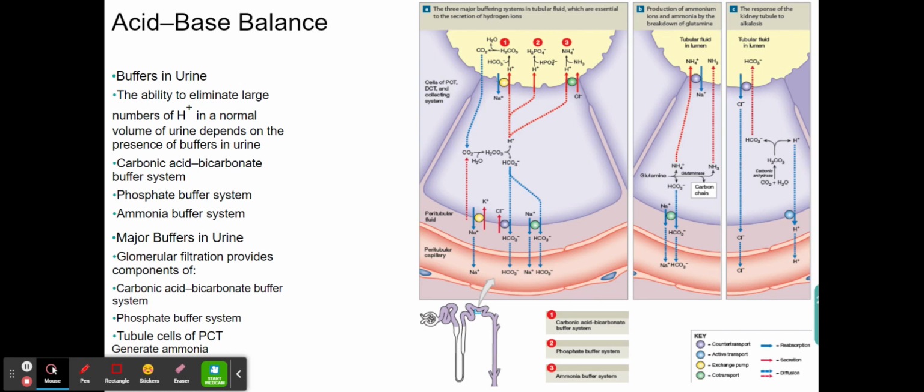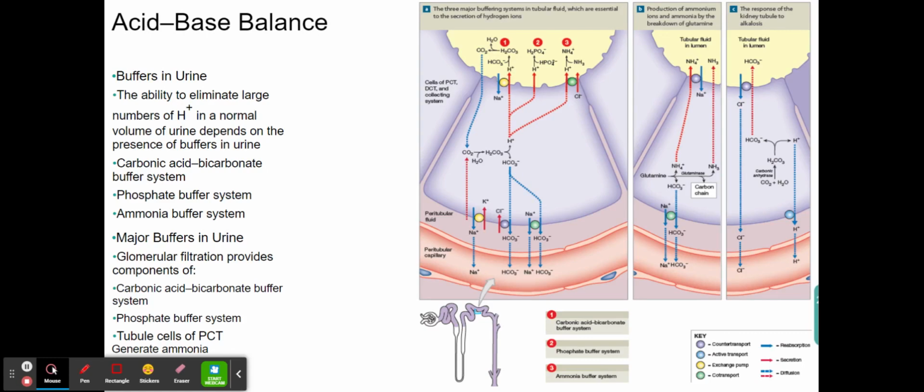As tubule cells use the enzyme glutaminase to break down the amino acid glutamine, amino groups are released as either ammonium ions or ammonia. The ammonium ions are transported into the lumen in exchange for sodium in the tubular fluid. The ammonia, which is highly volatile and also toxic to cells, diffuses rapidly into the tubular fluid. There it reacts with a hydrogen ion, forming ammonium. This reaction buffers the tubular fluid and removes a potentially dangerous compound from body fluids.